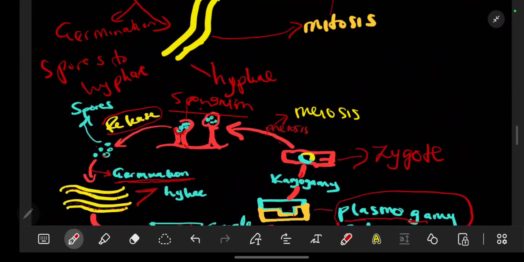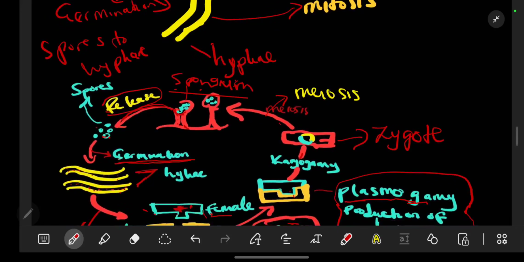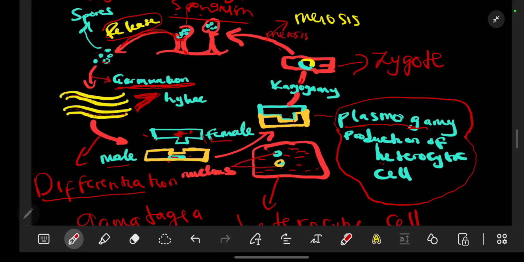So just a recap. We have sporangium. It is able to produce spores. Spores are released, number one. These spores will begin to germinate, or rather to grow, to produce hyphae. Now this hyphae is the same. After that, the hyphae will undergo the process of differentiation to produce the male, which is the negative, and the female, which is the positive. Under Zygomycete, we just refer to them as positive and negative.